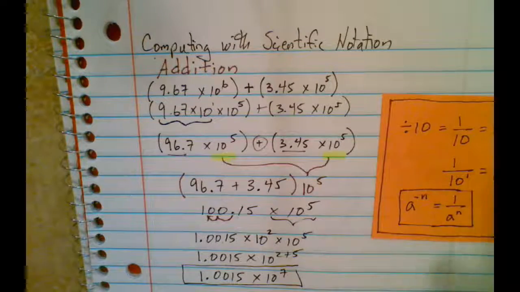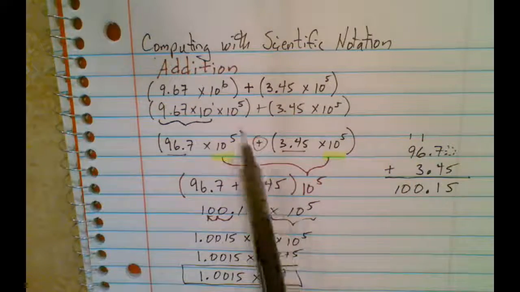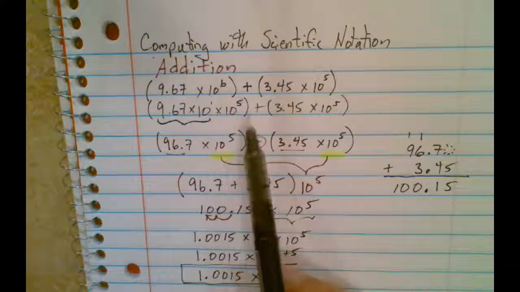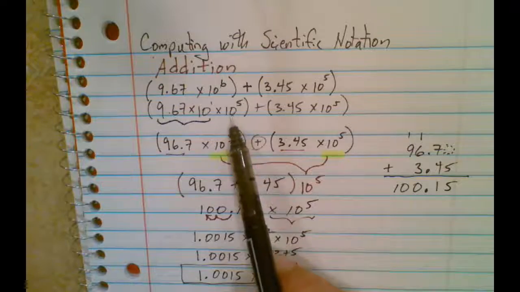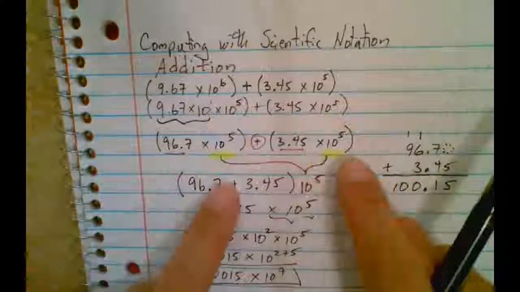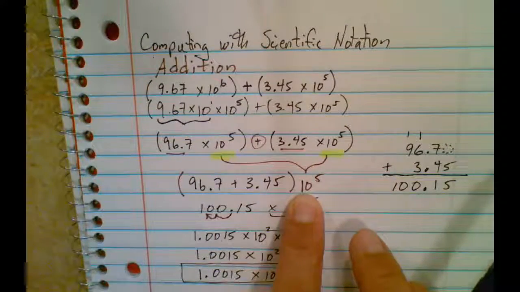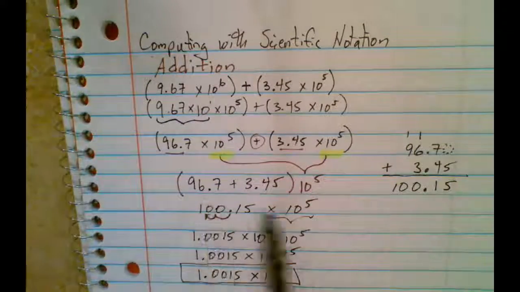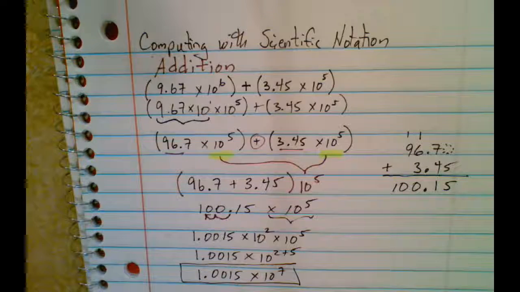And remember, what made it work is we rewrote the base 10 to one exponent so that we had two that were the same that we were able to factor out. The remaining parts we kept in the parentheses, and then we just did order of operations. Hope this helps.